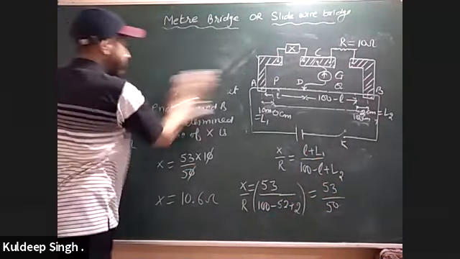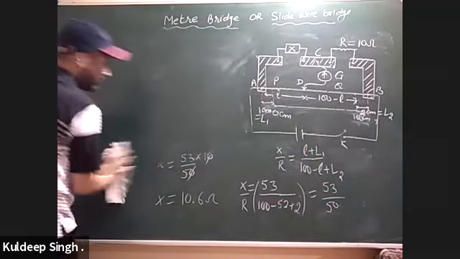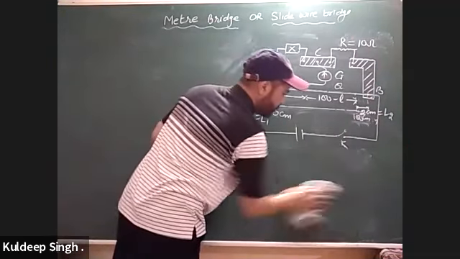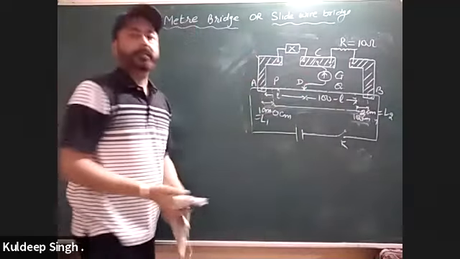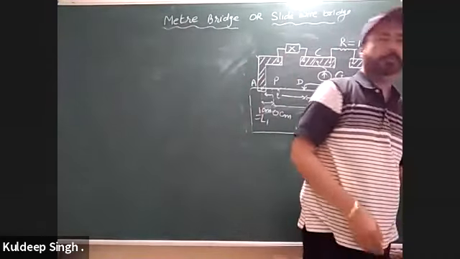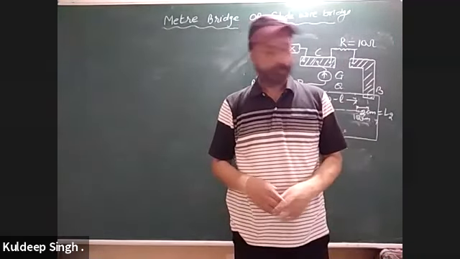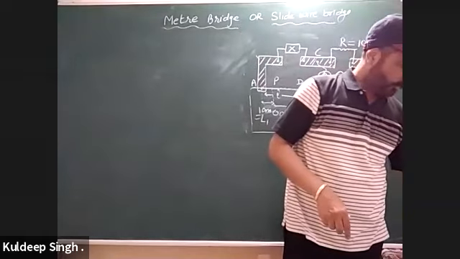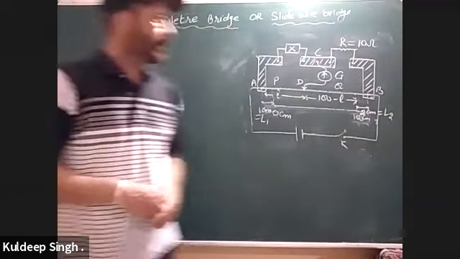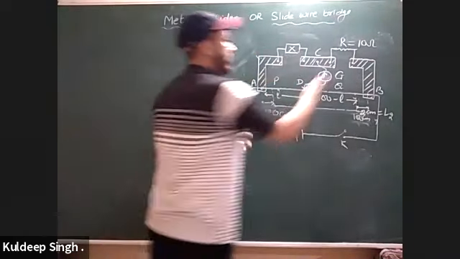Similarly, sometimes the examiner asks about the percentage error in the measurement of resistance, or the examiner asks about the fractional error or absolute error during the measurement. So how to find out that error?